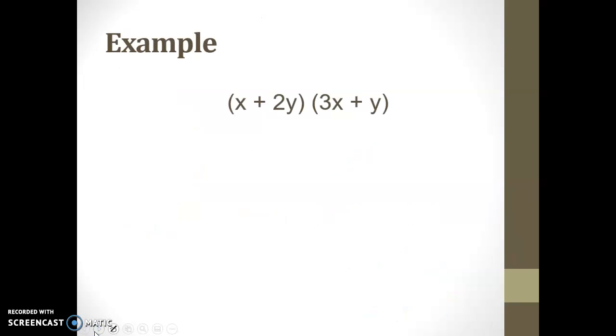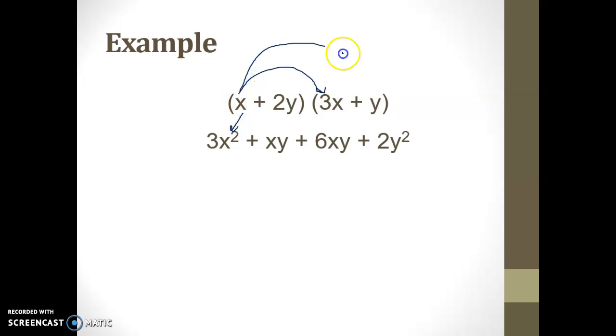Let's take a look at an example. Got to multiply these binomials on your own. Pause the video. Come back when you think you've got the answer. Doing it the traditional way, we're going to multiply our first terms, x times 3x, to get x squared. Our outside terms, x times y, gives us xy. Our inside terms, we multiply the coefficients. 2 times 3 is 6, and y times x is just x times y. And our last terms, 2y times y is 2y squared.